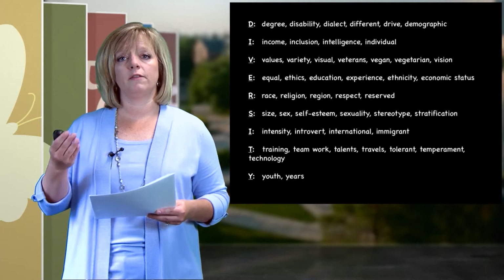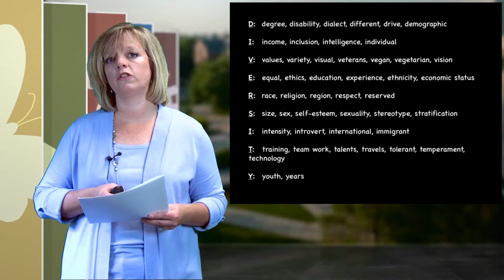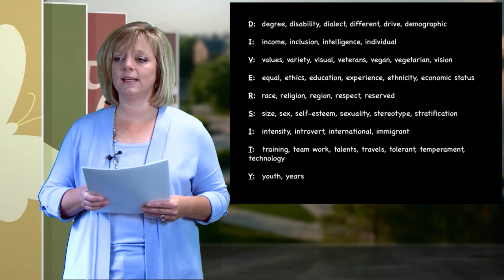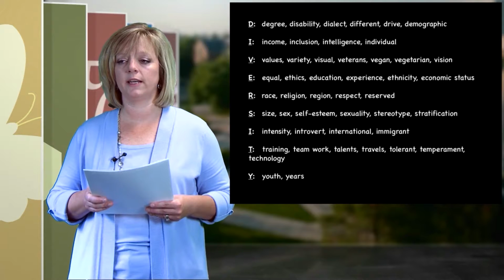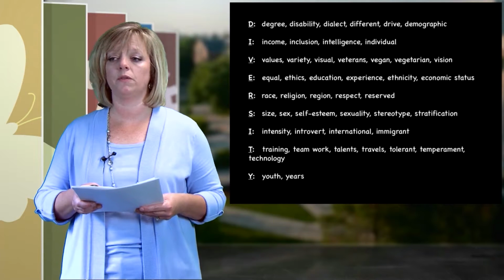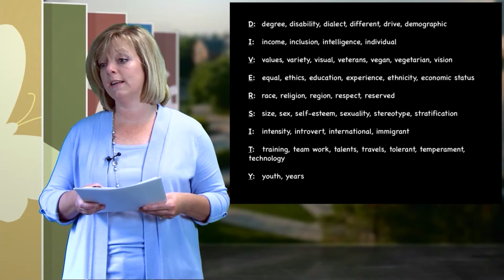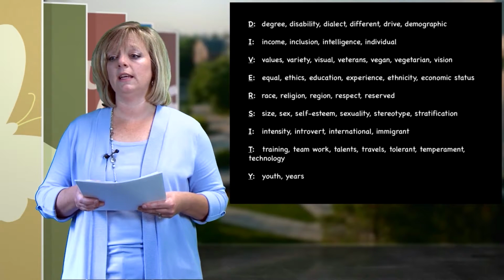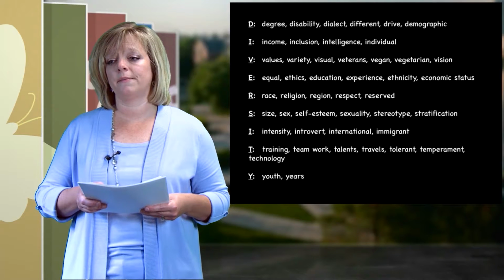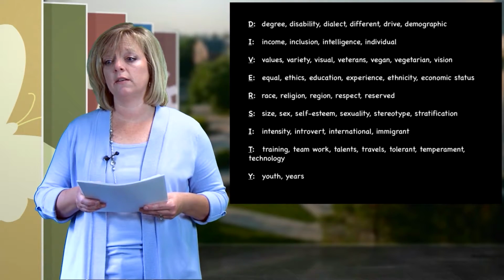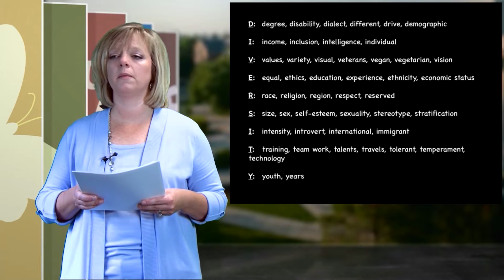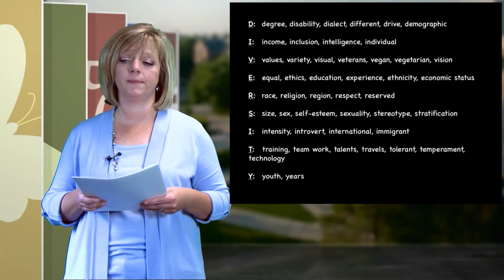Over the years, we have accumulated a large number of terms associated with this activity that I will share with you here. For D, we have things like degree, disability, dialect, difference, drive, demographic. I, income, inclusion, intelligence, individual. V, values, variety, visual, veterans, vegan, vegetarian, vision. E, equal, ethics, education, experience, ethnicity, economic status. R, race, religion, region, respect, reserved. S, size, sex, self-esteem, sexuality, stereotype, stratification.